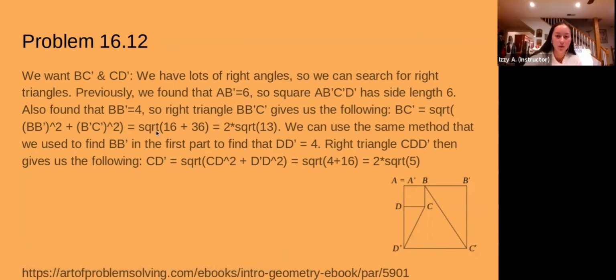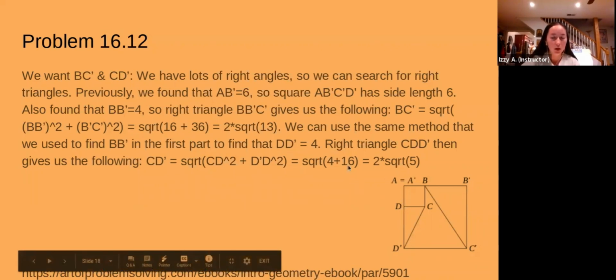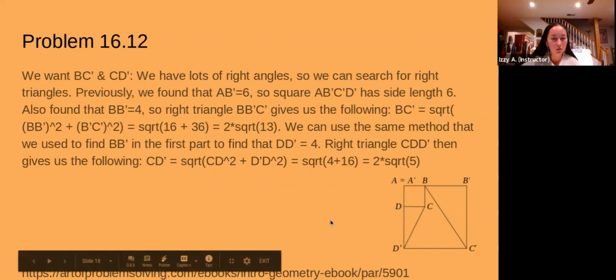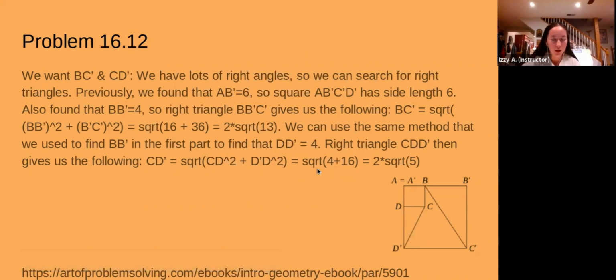Okay, back to the problem. So we used the Pythagorean theorem and got this formula, and then we can plug in numbers. So we get the square root of 16 plus 36, which is equal to 2 times square root of 13. So we can use the same method that we used to find BB' in the first part to find that DD' is equal to 4. So the right triangle C'DD' then gives us the following. So C'D is going to be equal to the square root of C'D' squared plus DD' squared, and that's going to be the square root of 4 plus 16, which is 2 square root 5.